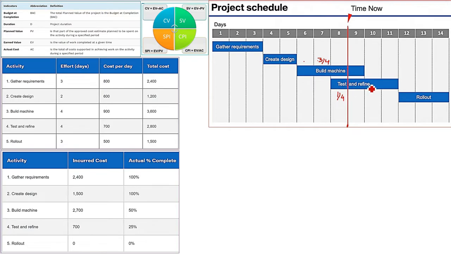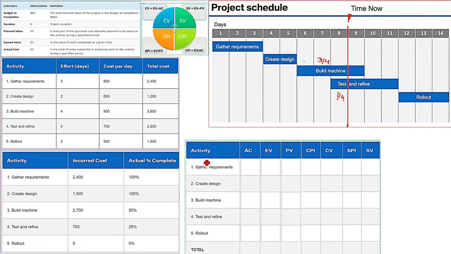Similarly, test and refine, 1/4 we are taking only, because we are just trying to find out at the end of 8th day. So actual percent completion is also given. The gather requirement, create design is completed. Build machine, it is already given 50% complete, and test and refine 25% complete. Rollout will not be considered because it is not even started.